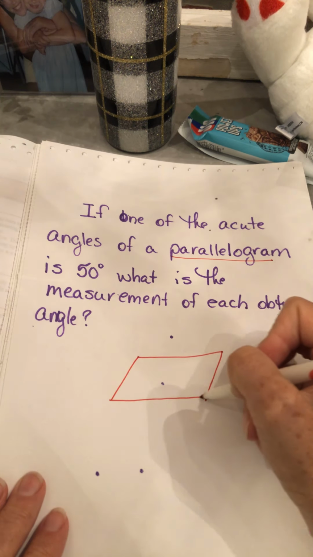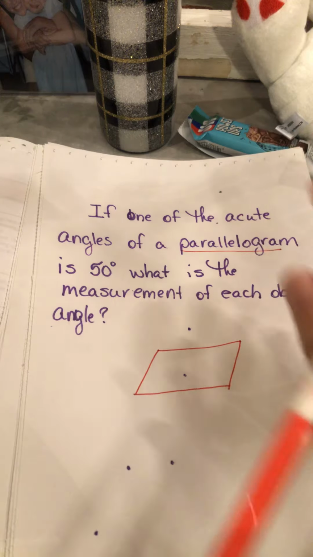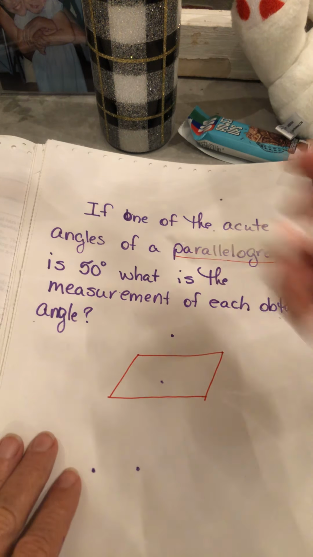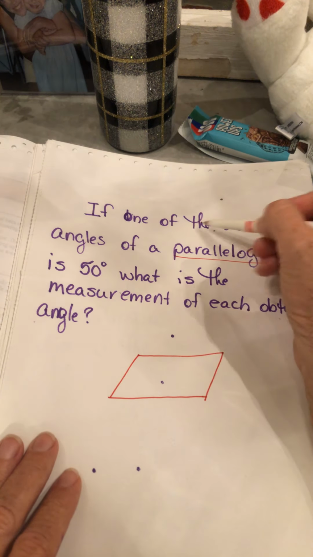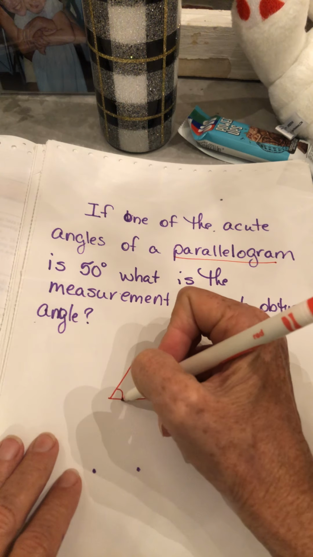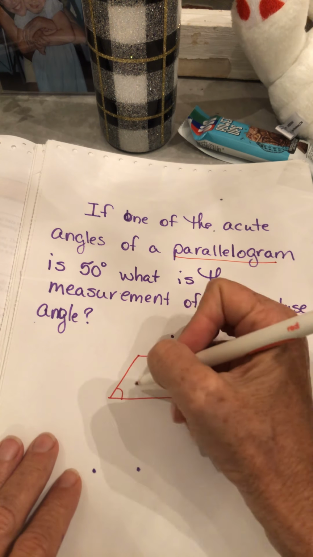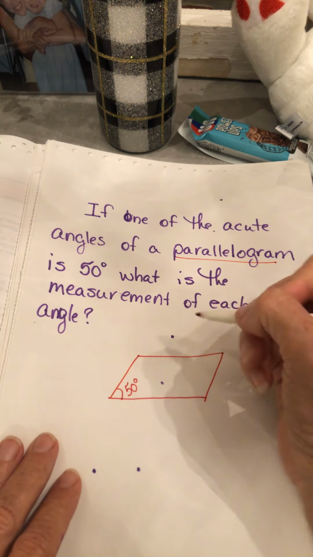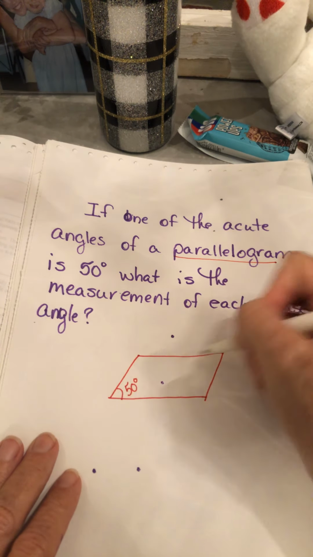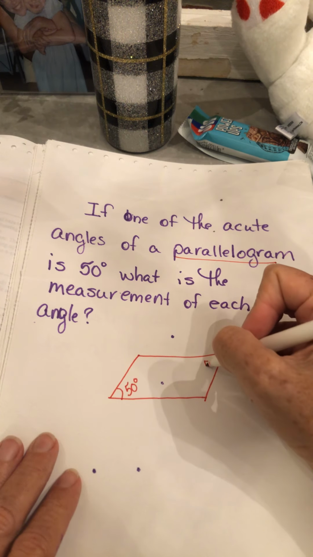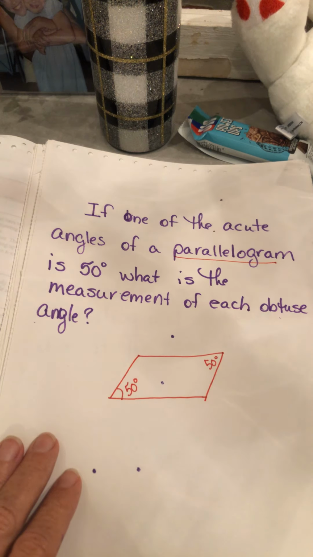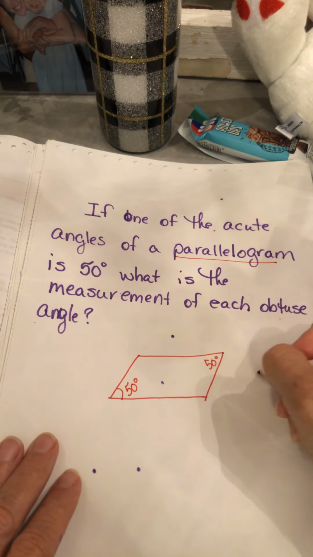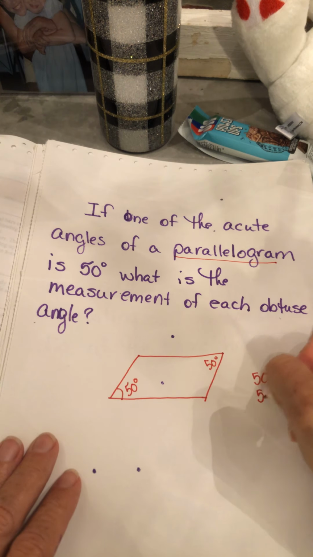Parallelograms look like rectangles that have just been swooshed, slid over. Okay, it says that one of the acute angles, so this is my acute angle, it's less than 90, is 50 degrees. Well, what I know about a parallelogram is this angle and this acute angle are the same. So they're 50 and 50. So right now I know two angles, 50, 50.